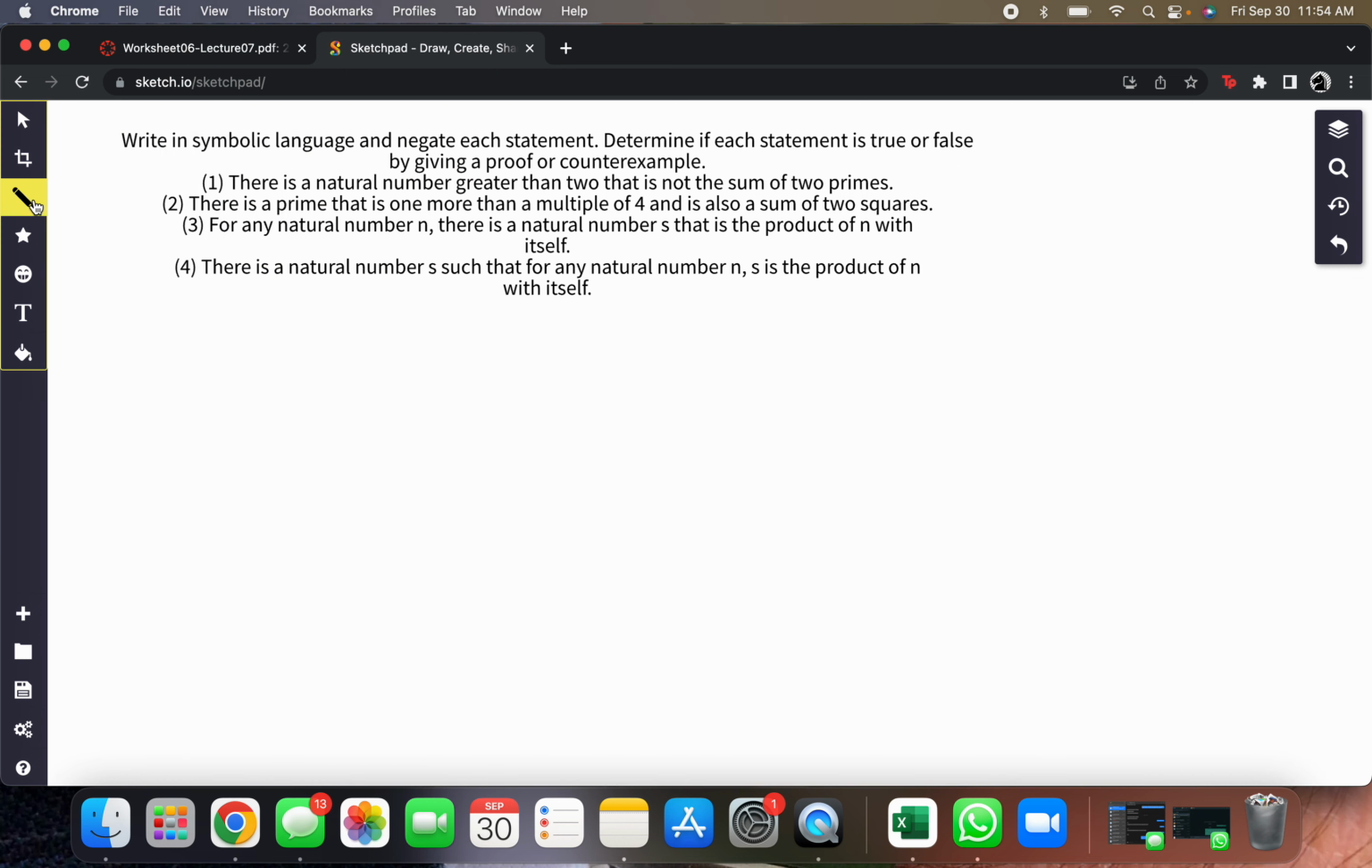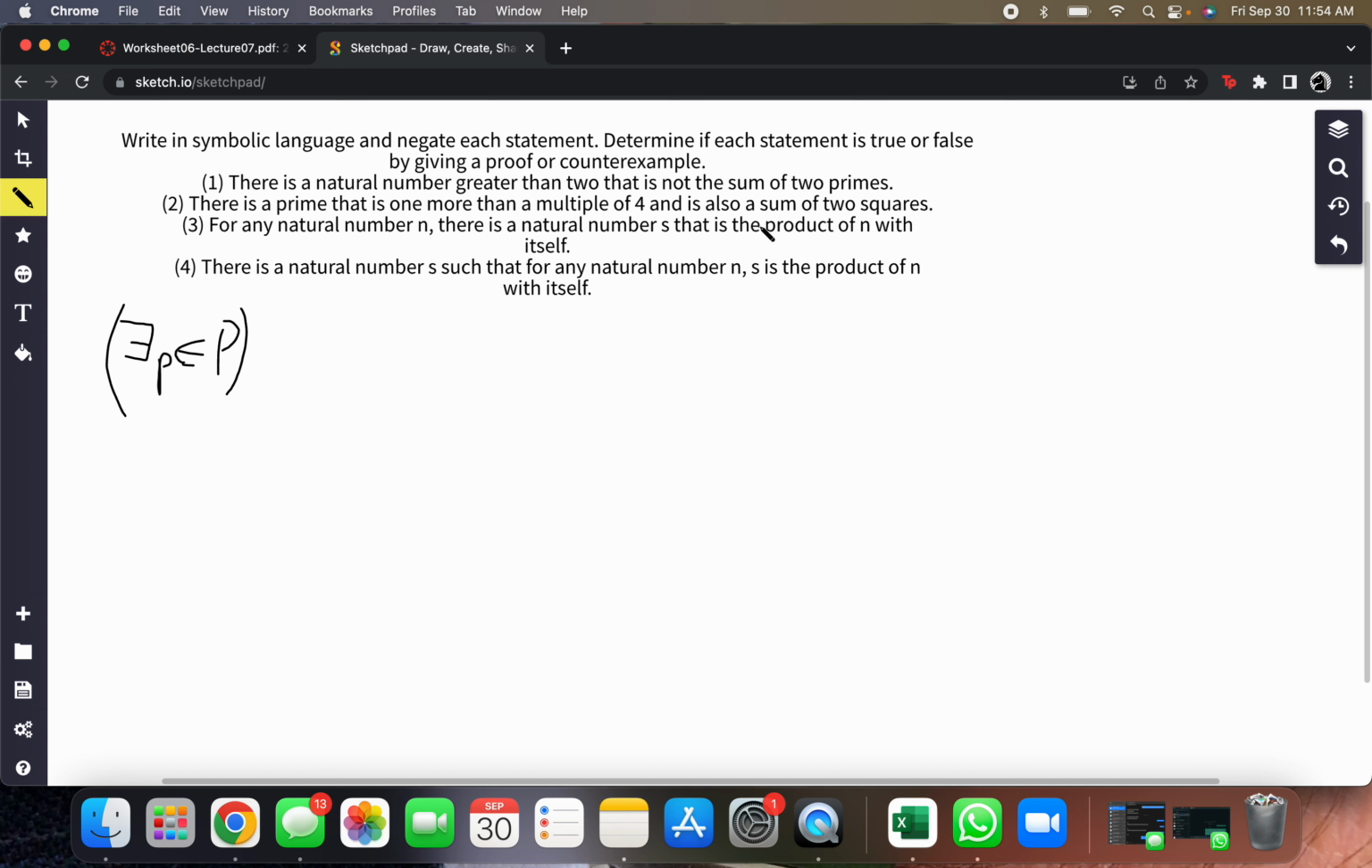All right. Number 2, there is a prime. Here we have that same language. There is a natural number. There is a prime. We're talking about "there exists." There is at least one. There is a prime that is one more. So let's just declare the prime. This should be second nature. There's a prime in the set of primes. You don't need to call it P. You could call it whatever you want. There's a prime that is one more than a multiple of 4 and is also a sum of 2 squares.